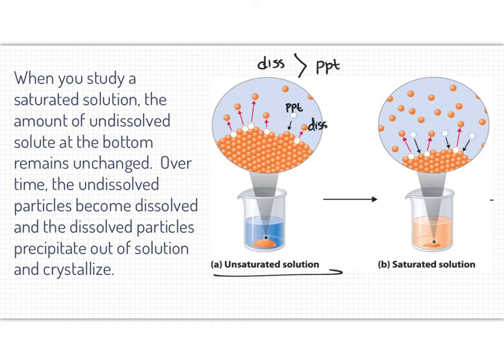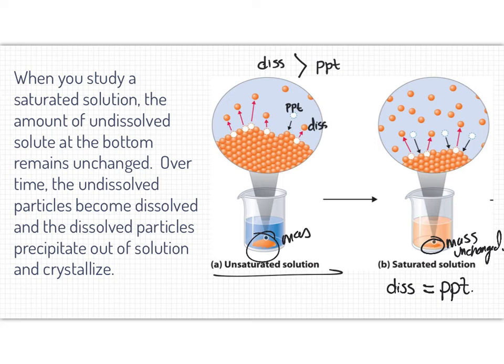In a saturated solution, remember, our solution is full. It's got no more room for solute particles. So when one solute particle dissolves from the undissolved solute at the bottom, a dissolved particle must precipitate. So in a saturated solution, the rate of dissolving is equal to the rate of precipitating, so that this mass is unchanged. Whereas over here, this mass will decrease as these particles dissolve into solution.